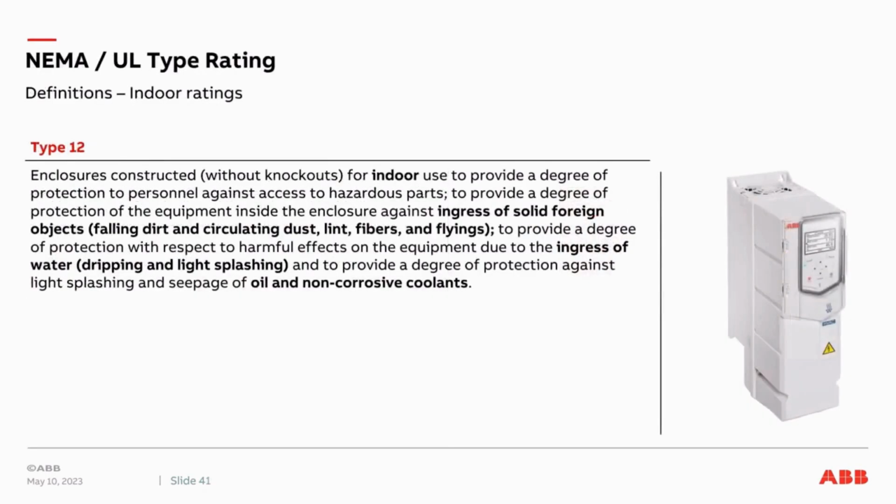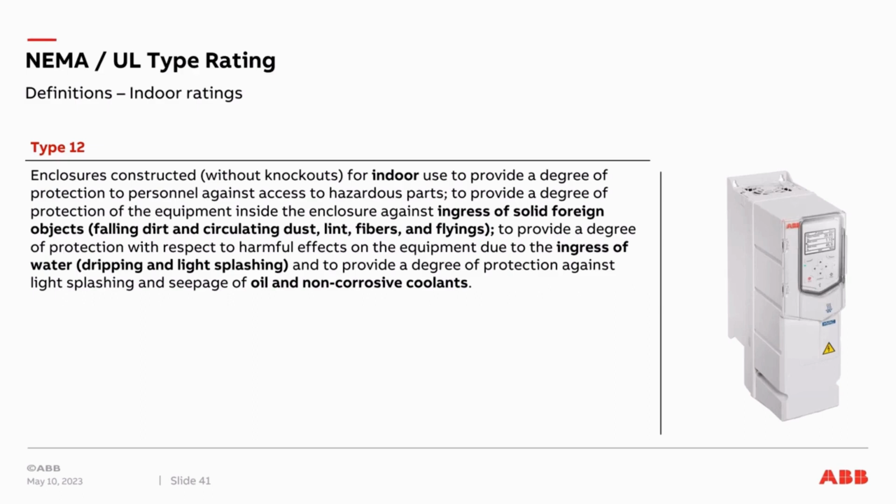Let's take a look at the Type 12 enclosure. The enclosure is constructed for indoor use, and it provides a degree of protection against ingress of solid foreign objects, falling dirt, circulating dust, lint, and fibers, and then there's filings. And yes, it's called filings. It provides a degree of protection against harmful effects of equipment and ingress of water, dripping or light splashing, and gives you protection against the seepage of oil and non-corrosive coolants.